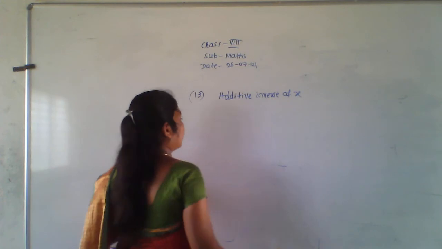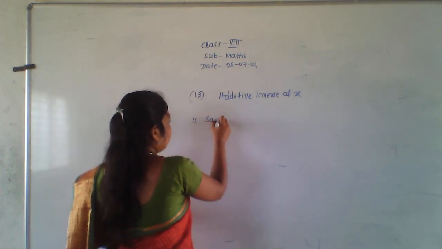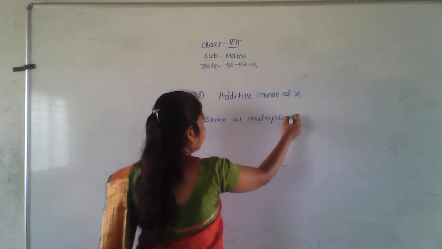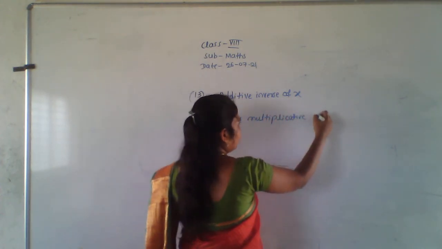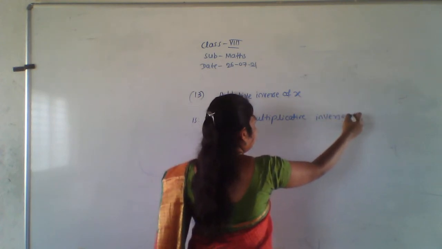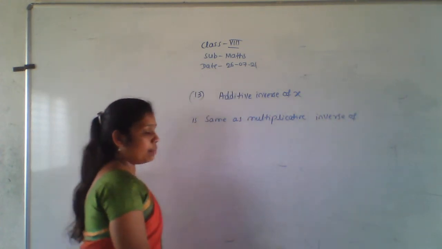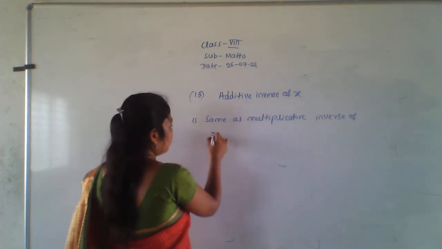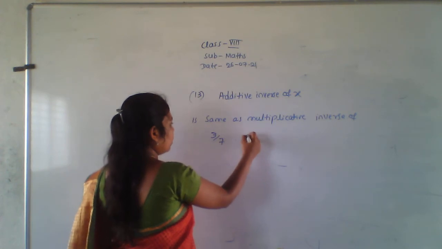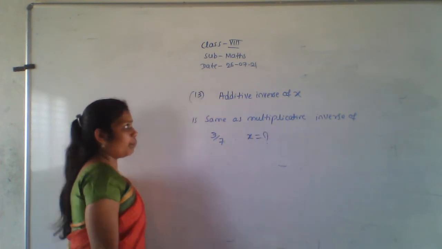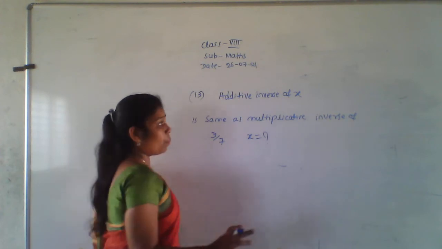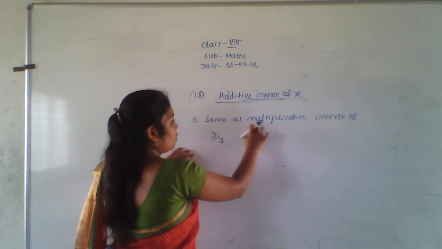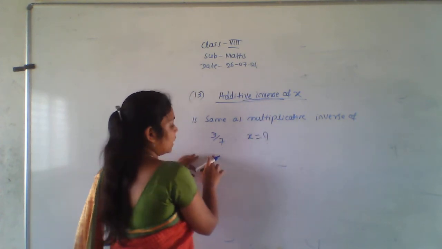Additive inverse of x is same as multiplicative inverse of 3 by 7, right? Yes, 3 by 7. So then what is x they are asking here? Okay, so read the question properly. Additive inverse of x is same as multiplicative inverse of 3 by 7.